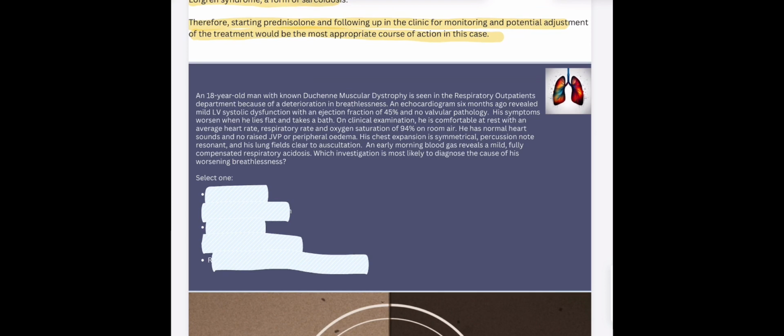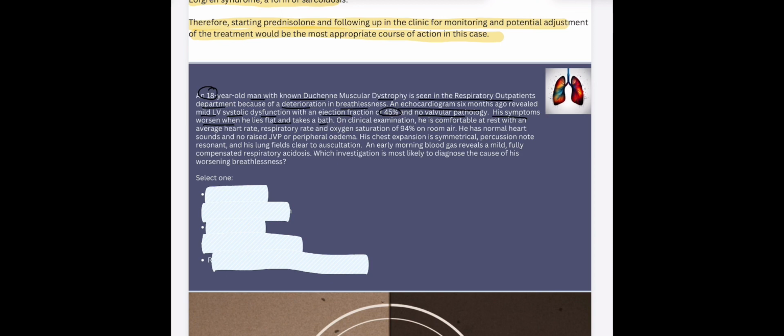Next question. An 18 years old man with Duchenne muscular dystrophy is seen in respiratory outpatients department because of deterioration in breathlessness. An echo 6 months ago revealed mild LV systolic dysfunction with an EF of 45% and no valvular pathology. His symptoms worsen when he lies flat and takes a bath.